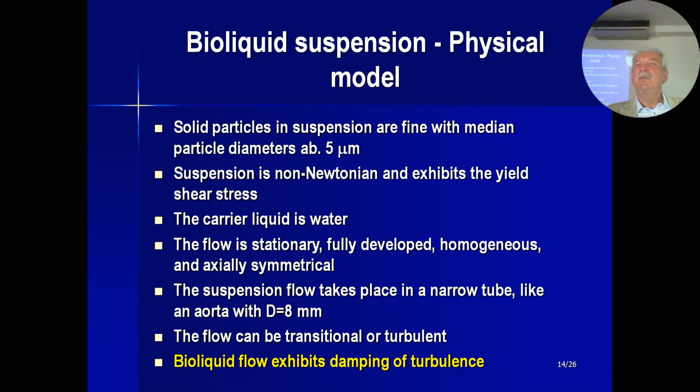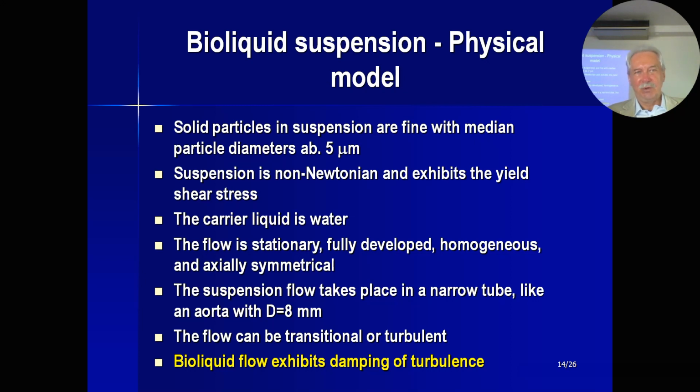So let's talk about physical model. What I assumed in my simulations. So I assumed that solid particles in suspension are fine with diameter of few microns. And I assumed that suspension is non-Newtonian, which is true in case of kaolin suspension, which is also true in case of blood suspension. Blood is non-Newtonian liquid as well. I assumed that carrier liquid is water, and the flow is stationary, fully developed, homogeneous, and axially symmetrical.